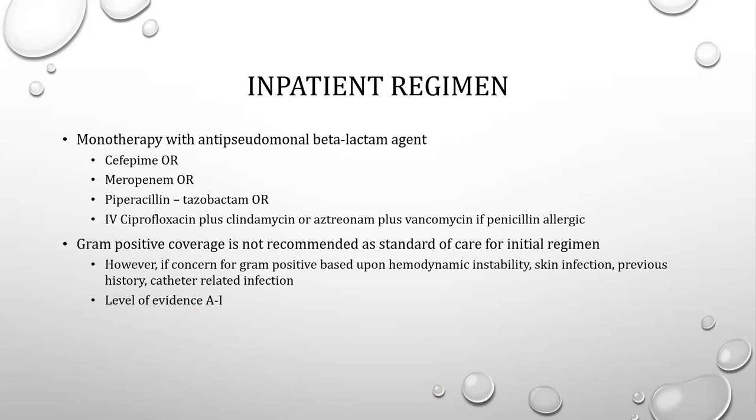However, if there is a strong consideration for gram-positive infection, such as a patient who's hemodynamically unstable, they have a skin infection, their port looks terrible, or their PICC line looks very red, and there's purulence coming out of it, then they recommend gram-positive coverage. The level for this is A1. They actually recommend starting antibiotics within 2 hours of initial presentation, which is 1 hour longer than outpatient.